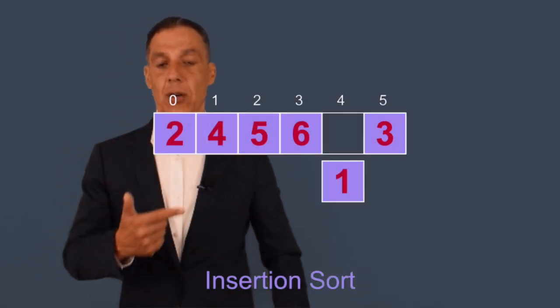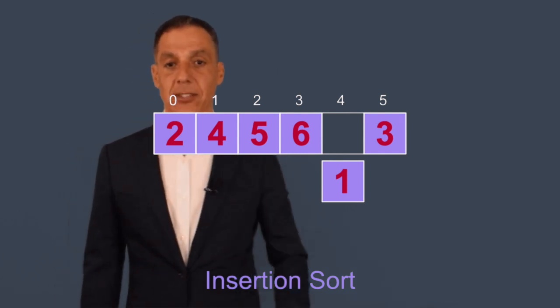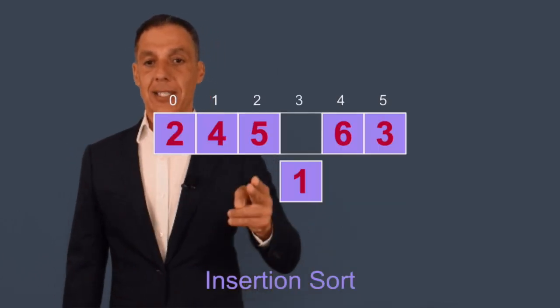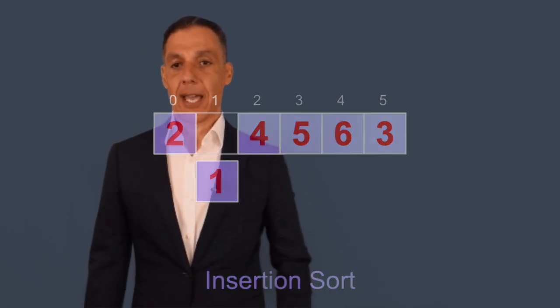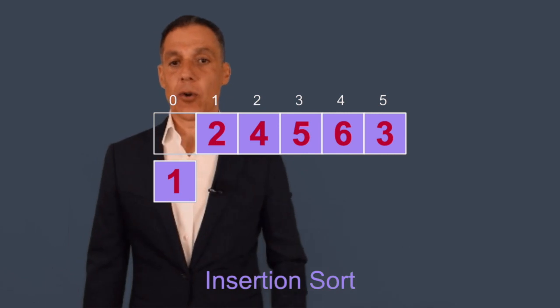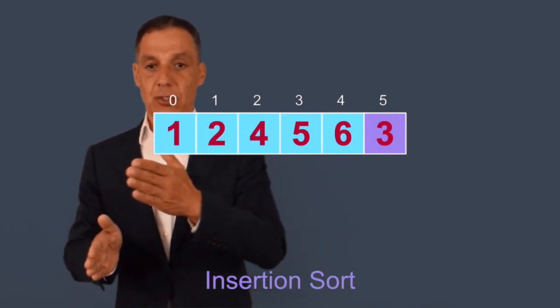We pull out the 1. We ask, is 1 less than this item? Yes. Slide it down 1. Is it less than this item? Yes. Slide it down 1. Less than this item? Yes. And now we found our home. And again, from 0 to 4, the first 5 elements are in sorted order.